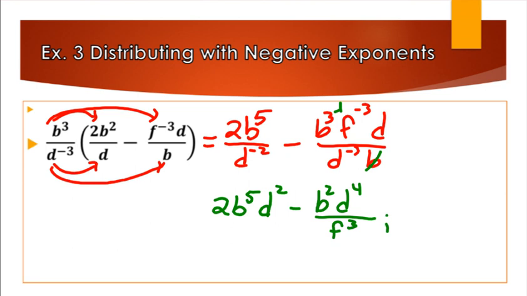And then we look at our denominators. D, B, and F all cannot equal 0.